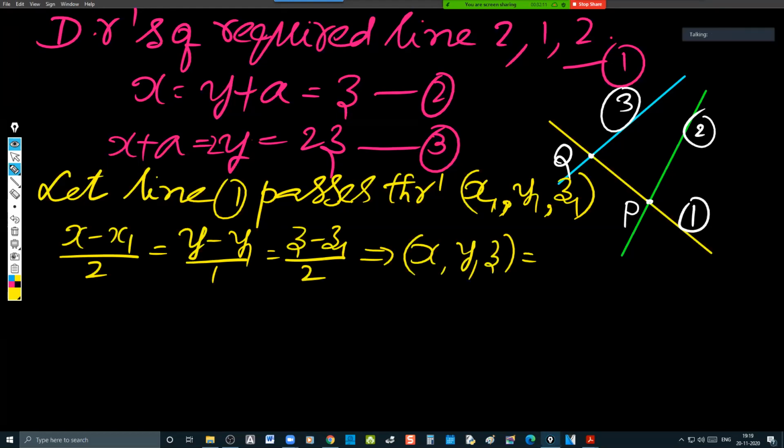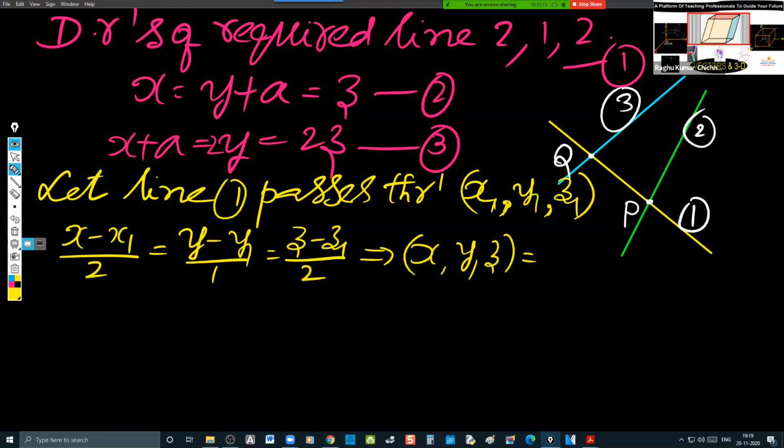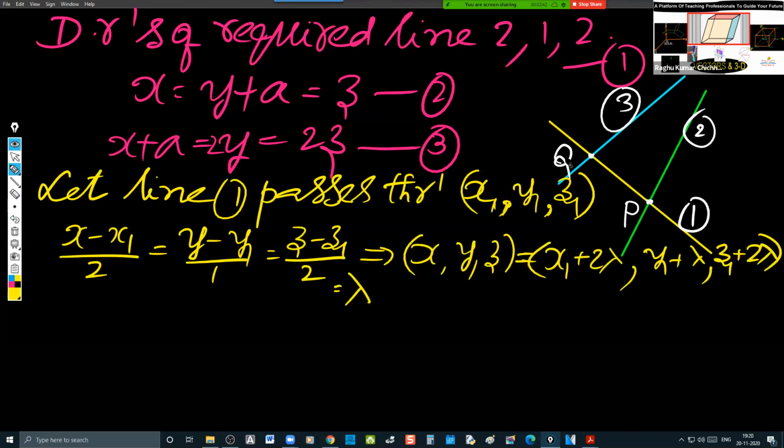Now you can create a point on it. Take it as some lambda: (x1 + 2 lambda, y1 + lambda, z1 + 2 lambda). This represents any point on the first line. But we need the particular points P and Q.